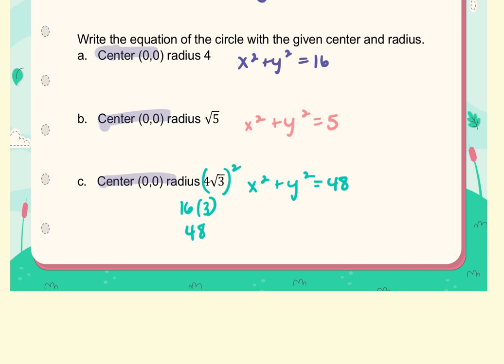Wait. When you square, you square the 4. You square the 4 and you square the square root of 3. Or you could multiply 4 square root 3 times 4 square root 3. It's the same thing. This would give you 16. This would give you 3. Questions so far?